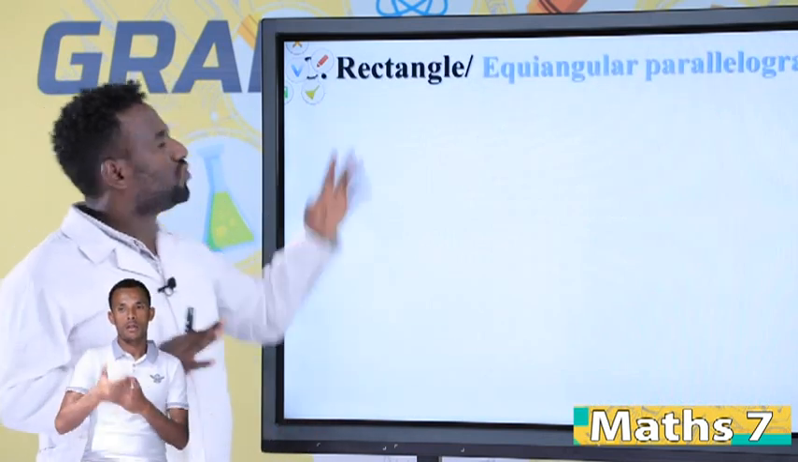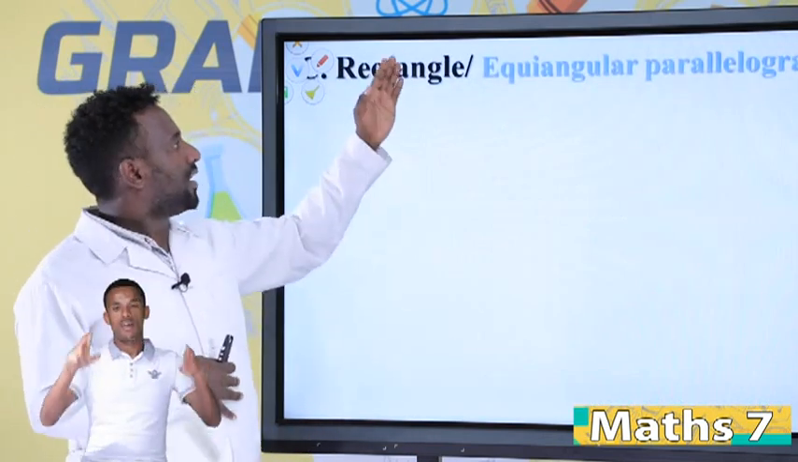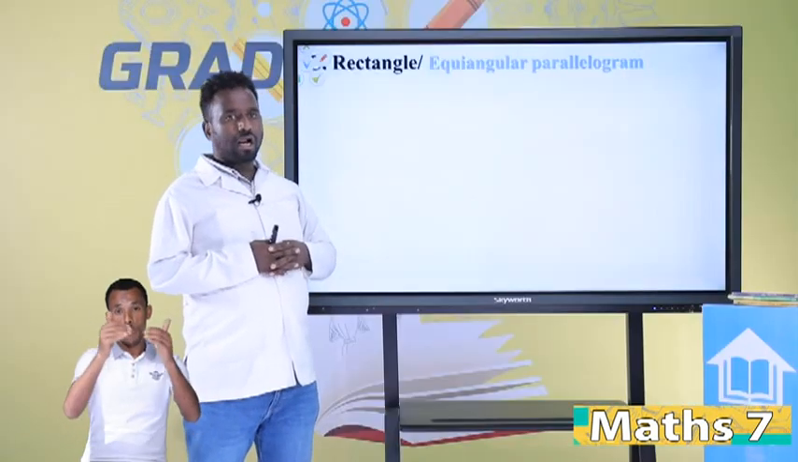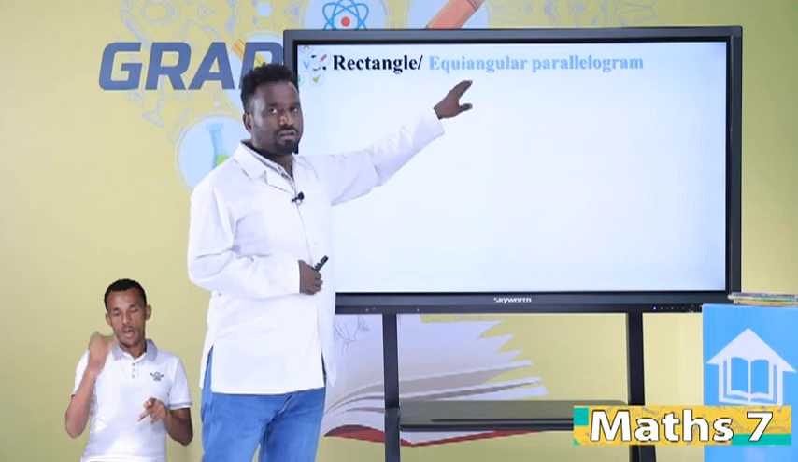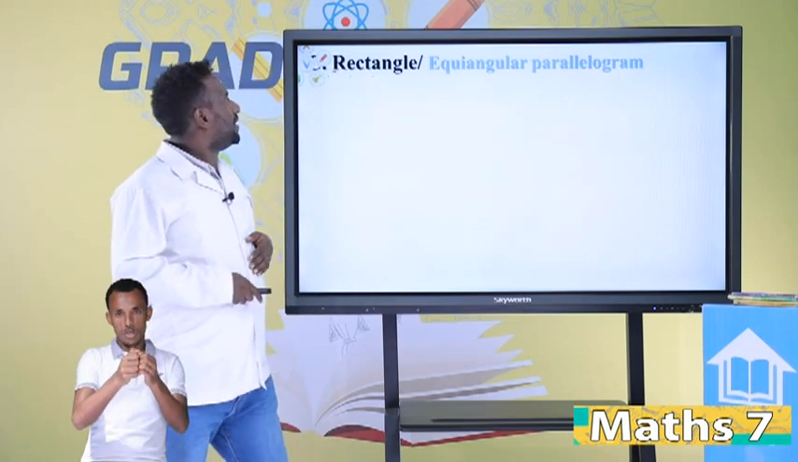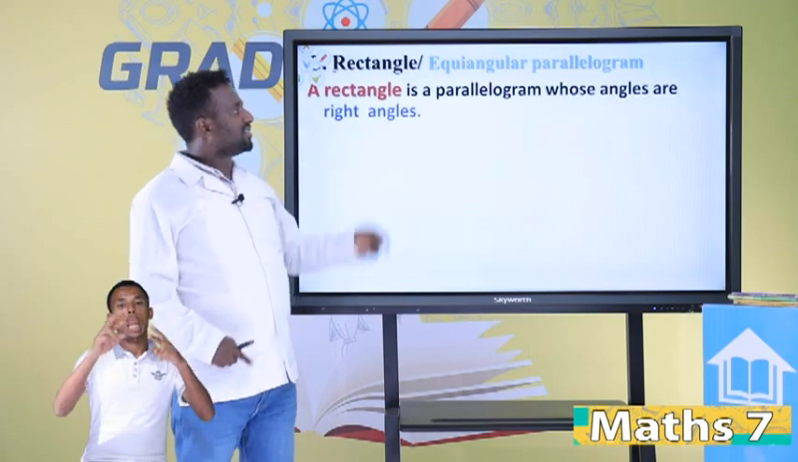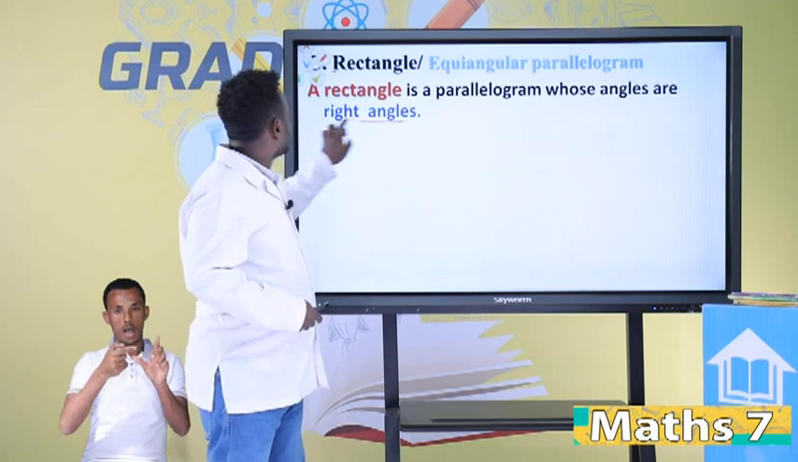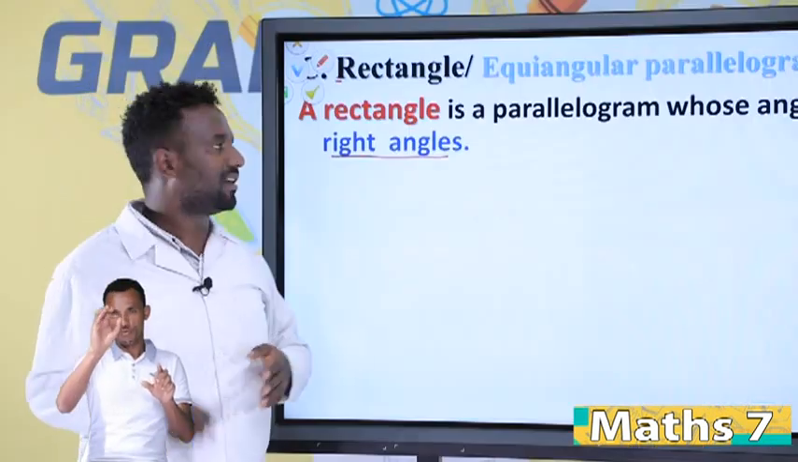Next, let's see the rectangle. Another name for a rectangle is an equiangular parallelogram. If a parallelogram has equal angles, we also call it a rectangle. A rectangle is a parallelogram whose angles are right angles. All angles are right angles.